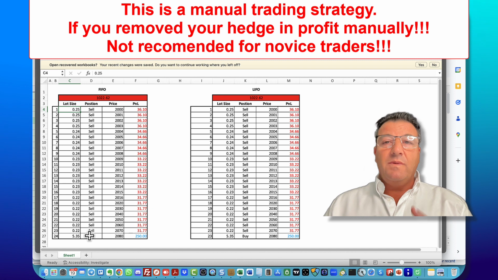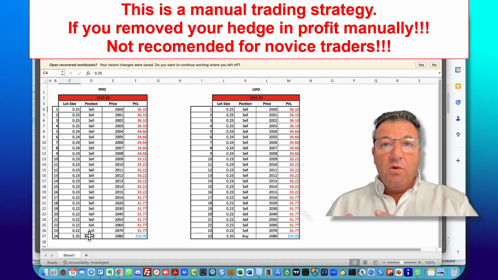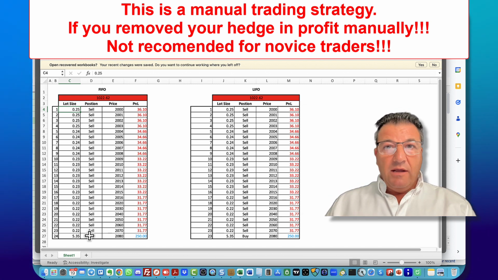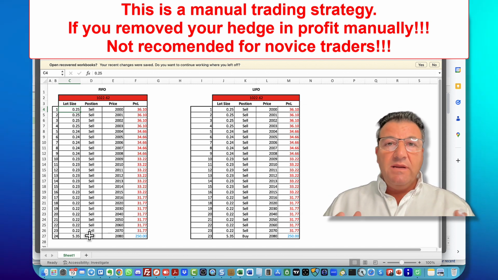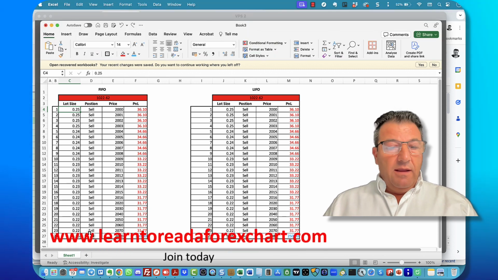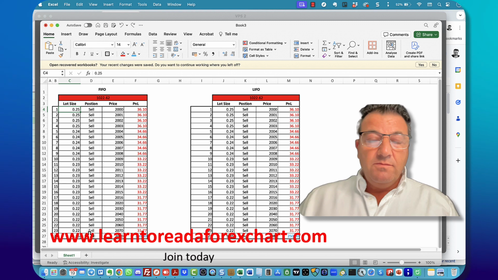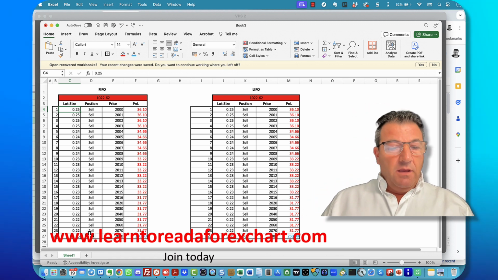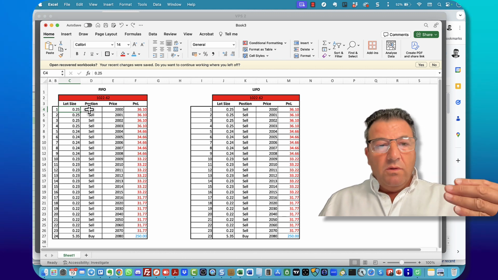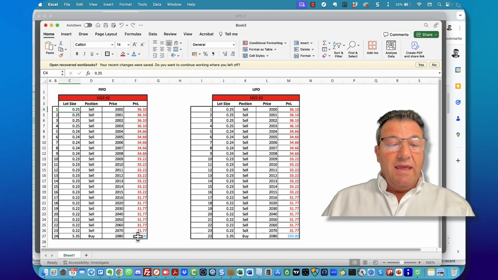This is a very good strategy. If you follow my Learn to Read a Forex chart strategy on how to remove the chart, you can exponentially grow your account a lot faster and make a lot of money with the hedge, provided you do it correctly. Now, let's say, for example, you close your hedge.